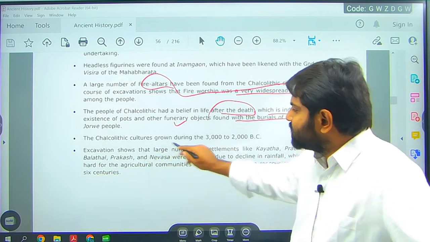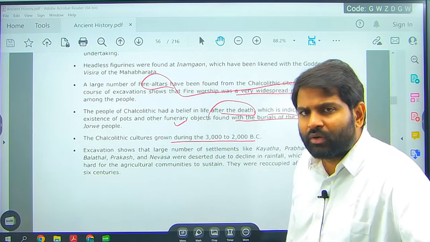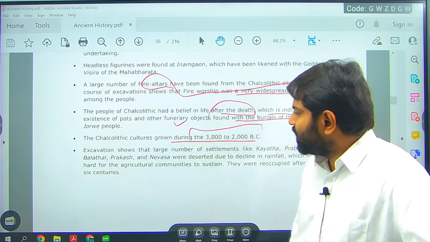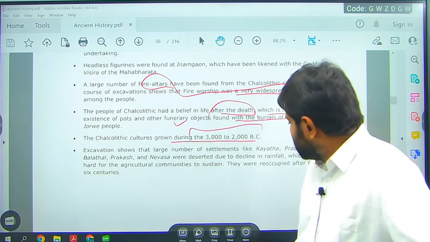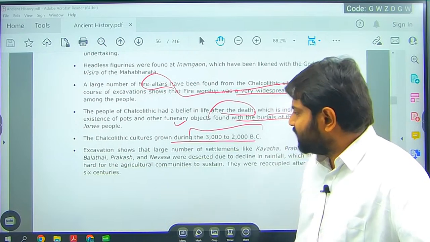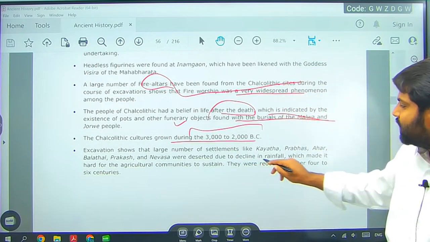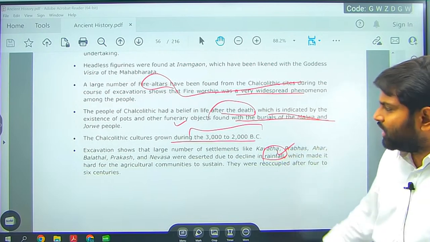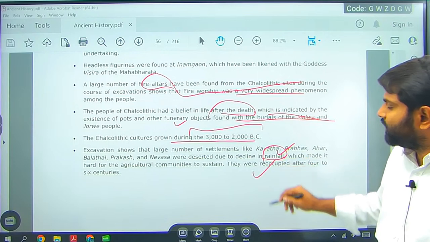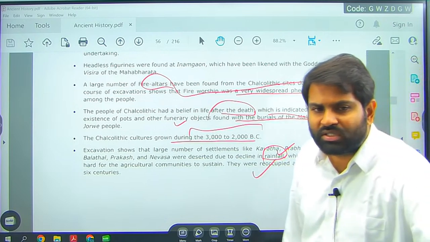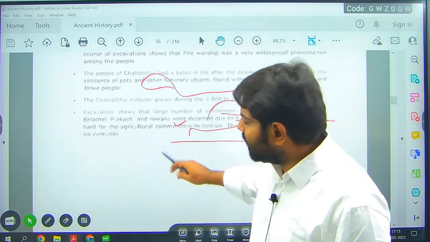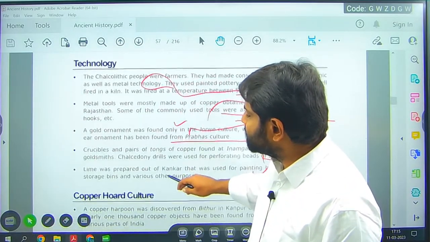The Chalcolithic cultures grew during 3000 to 2000 BC, as I said. Excavation shows that a large number of settlements of Kayatha, Prabhas, you can see Ahar, Balathal, Prakash, Nevasa were deserted due to decline of rainfall, which made it hard for the agricultural communities to sustain. They were reoccupied after 4 or 6 centuries. So, we may consider lack of rainfall as a reason for decline.